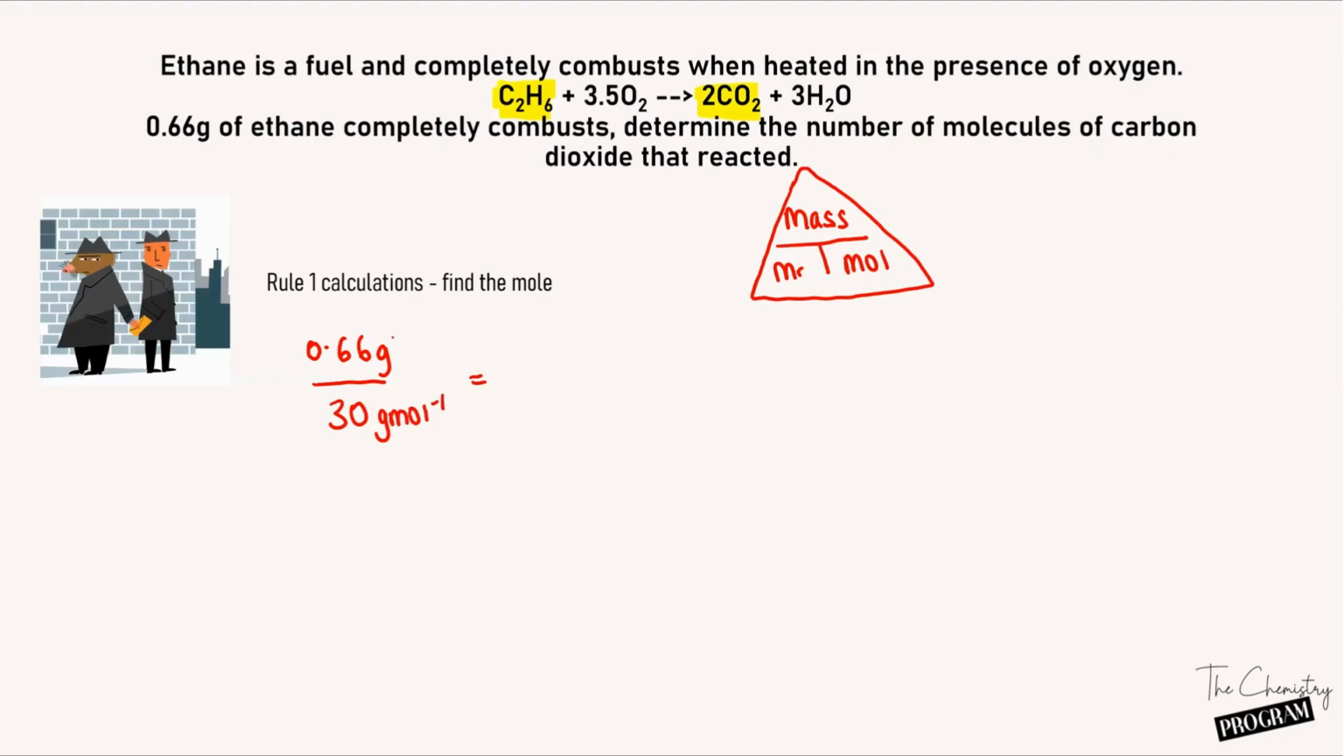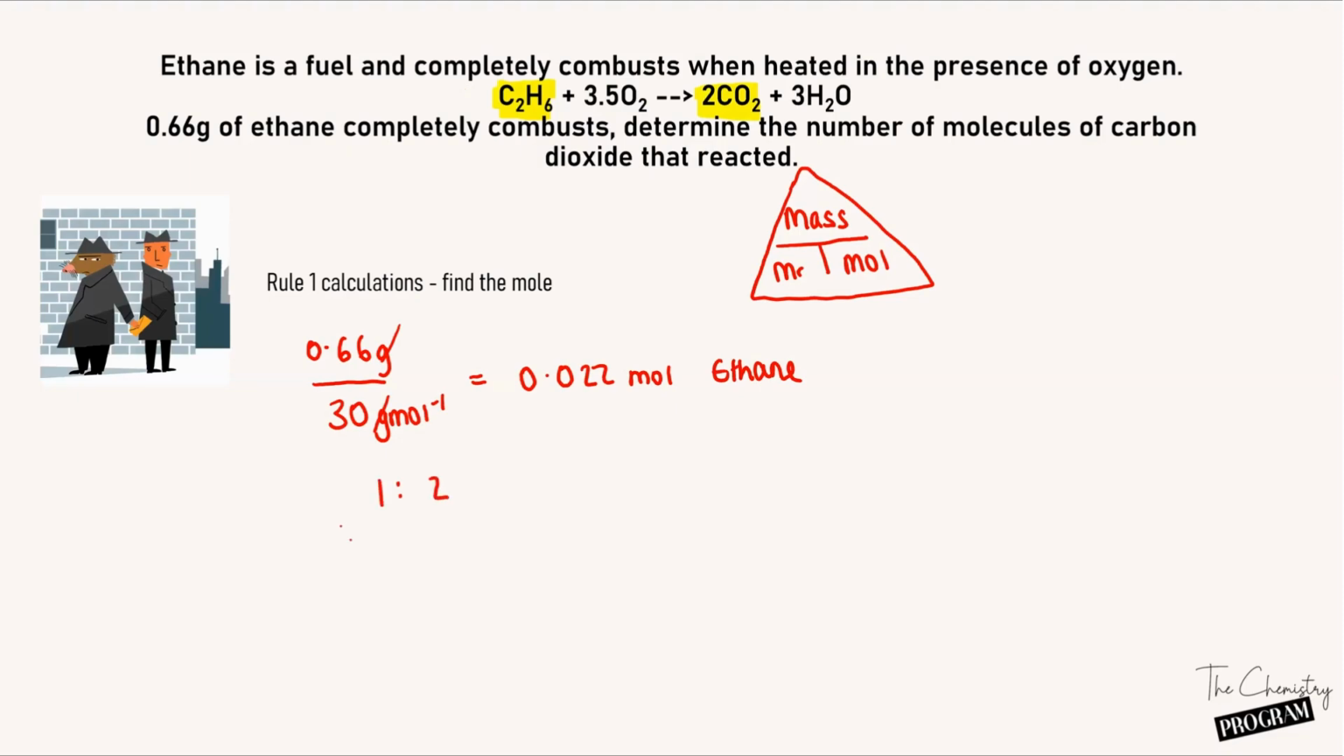The units of Mr are worth noting because as you progress in calculations, following the units is a useful way to make sure you're performing the right calculation. In this case, we can cancel the grams, and 1 over moles to the minus 1 is moles, leaving us with 0.022 moles of ethane.